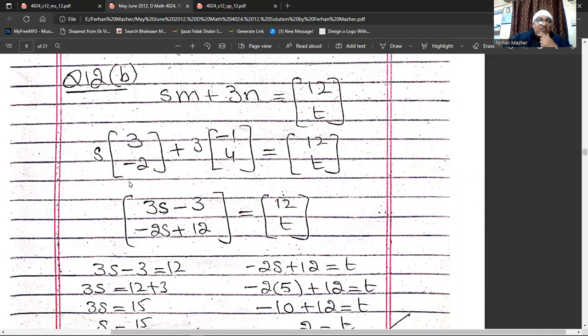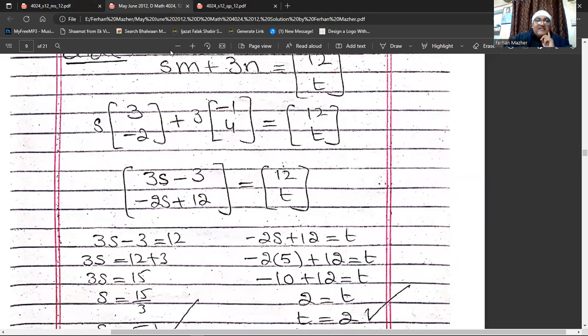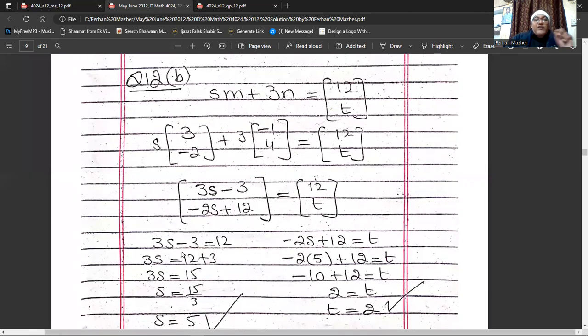S times M, which is the column vector 3, -2, plus 3 times N, which is the column vector -1, 4. So it will become 3S minus 3, and downstairs it will become -2S plus 12, and that is equal to 12 and T. So the upper thing will be compared with the upper thing because they are equal, and the lower thing with the lower thing. So we will have 3S minus 3 equals 12. 3S will be equal to 12 plus 3, so 3S equals 15. So S will be 15 divided by 3. So S will be 5.